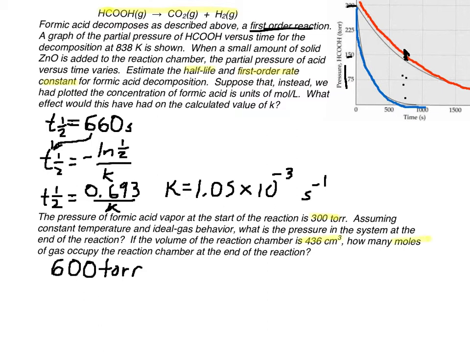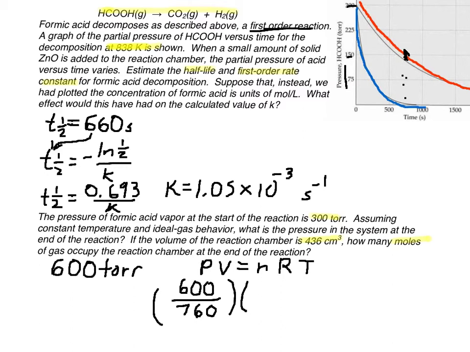Next, the question gives us the volume of the container and wants to know moles. If we've got pressure, temperature, which it gave us up here, and volume, then we can use PV equals nRT. Since it wants how many moles are at the end of the reaction, we want to use the pressure at the end of the reaction, so 600 torr. Be sure to remember to divide that by 760 to get that to atm. We want our volume in liters, so that's 0.436 liters. Remember, centimeters cubed is the same thing as a milliliter.